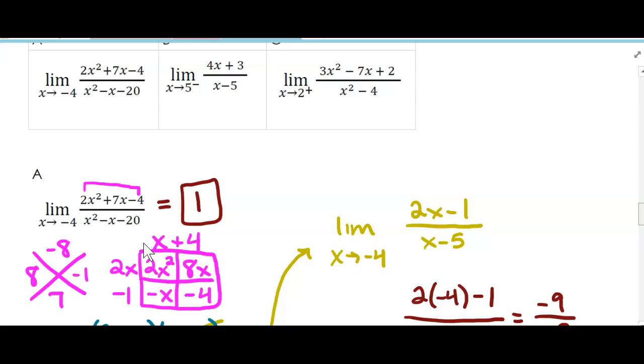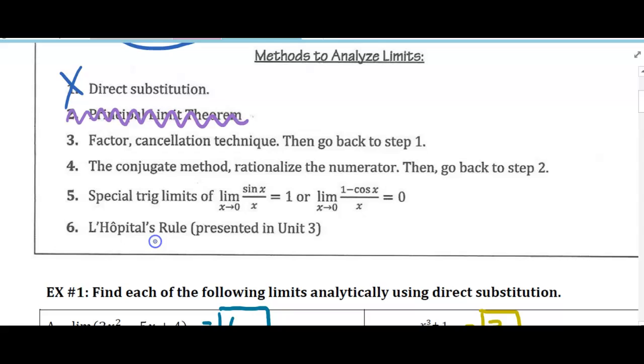I said, hey, direct substitution didn't work. Next, I tried factoring. When factoring worked, I went back to direct substitution. Well, we're going to do the same thing for this example that we're working on now. Direct substitution, tried that first, it did not work. For example 3, we tried factoring. We couldn't factor. And so we moved on to step 4, which was multiplying by the conjugate to try and rationalize either the numerator or denominator.